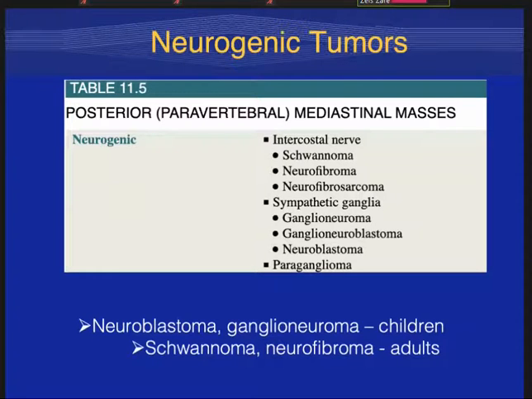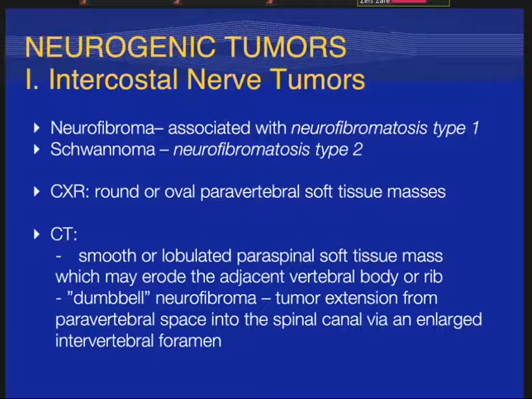Neuroblastoma and ganglioneuroma are most common in children, whereas schwannoma and neurofibroma affect adults more frequently. Neurofibroma is associated with neurofibromatosis type 1, while schwannoma with neurofibromatosis type 2.